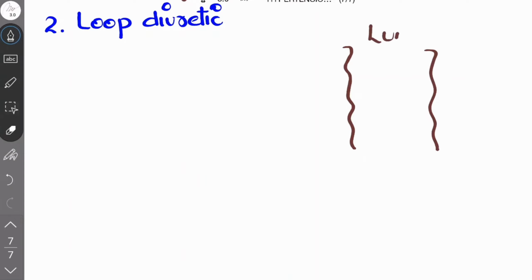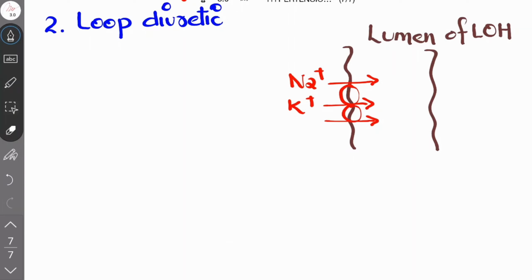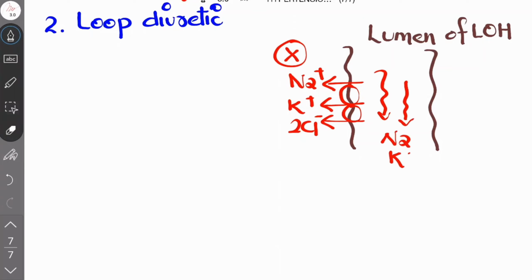Then comes the loop diuretic. Loop diuretics act on the loop of Henle. How do they act? This is the lumen of the ascending loop of Henle. There is a channel called the 1 sodium, 1 potassium, 2 chloride symporter. The loop diuretic will block this channel, which normally absorbs 1 sodium, 1 potassium, 2 chloride into the blood. Blocking this will excrete all sodium, potassium, and chloride in the urine.